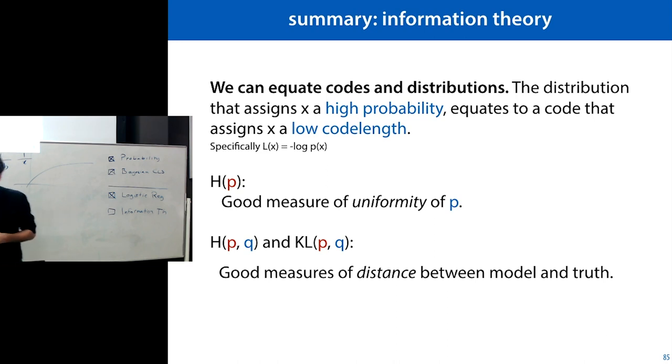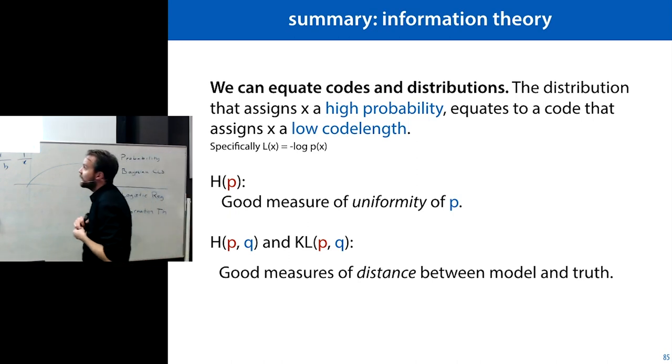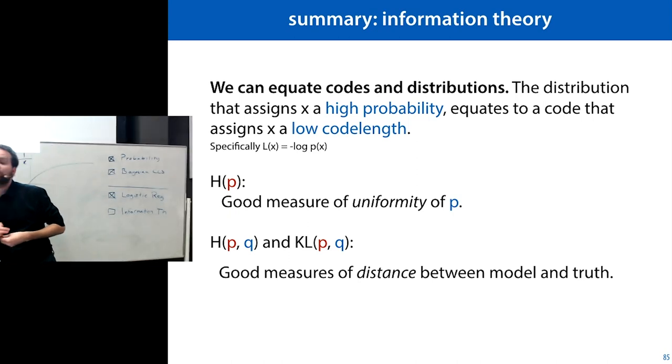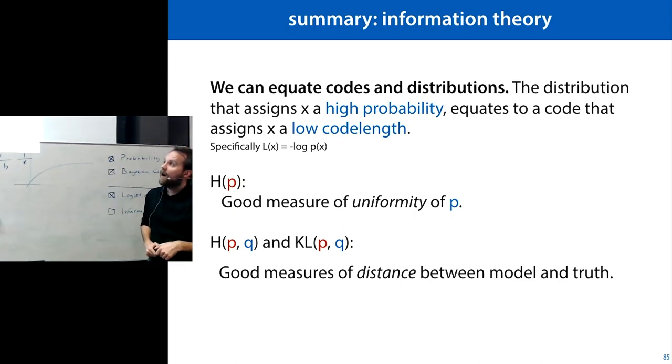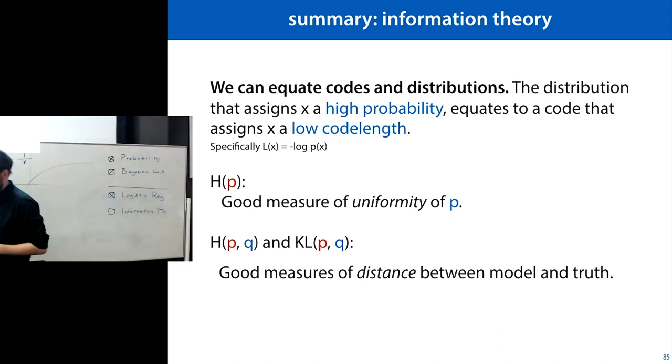Summary slide, information theory. We can equate probability distributions with codes. This is a very helpful perspective. It gives us the entropy H(P), which is a good measure of the uniformity of P. It gives us the cross-entropy and the Kullback-Leibler divergence, which is a good measure of distance between two distributions. It's going to come up a couple more times. It's good to be familiar with these things.